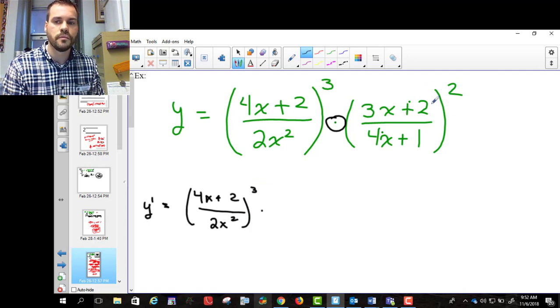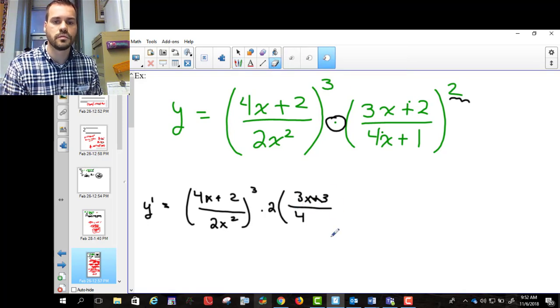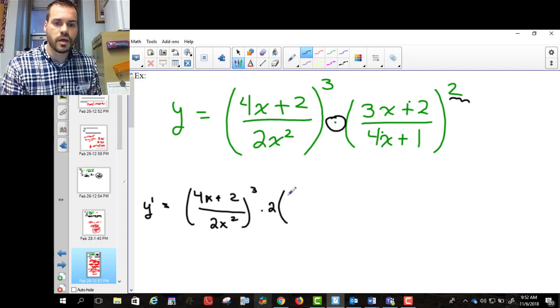So in here, this is the biggest thing that's going on. It's a power, so we're going to go 2 times 3x plus 2 over 4x plus 1. And then we have to multiply that by the derivative of what's inside.